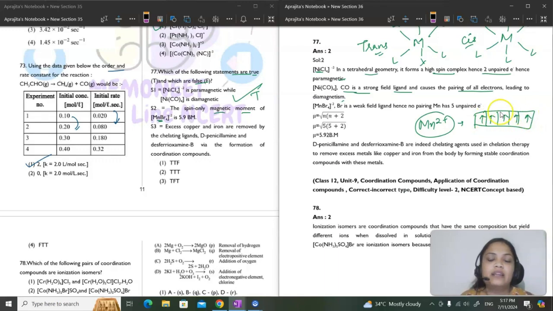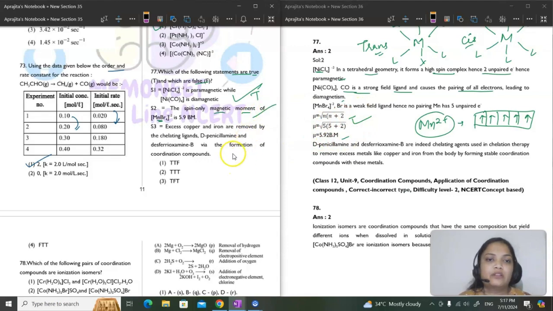So 5 unpaired electrons, you can find out the magnetic moment using the formula square root of n(n+2). So it's coming out to be 5.9 Bohr magneton.